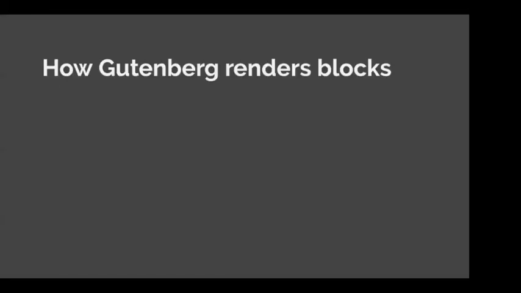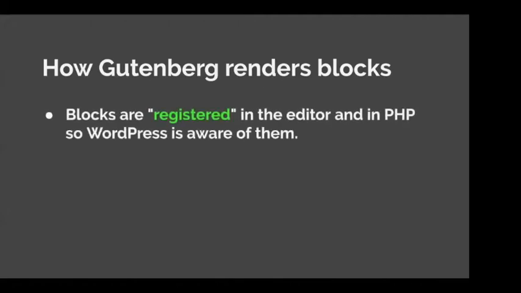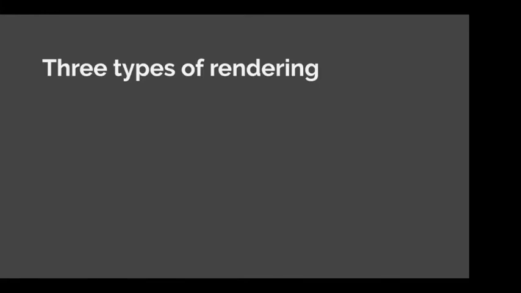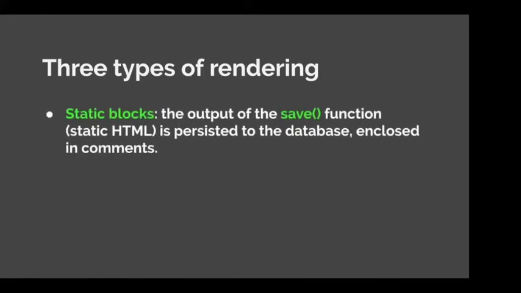So let's check how Gutenberg actually renders blocks. The blocks are registered in the editor and in PHP. Registering means WordPress is aware that you have a block with some name. We'll see how the code looks. And the blocks are stored as HTML with comment boundaries. And currently you have three types of rendering. You have static blocks. Static means that the output of the save function is persisted to the database. I'm going to show you what that means. And that is enclosed in some HTML comments.